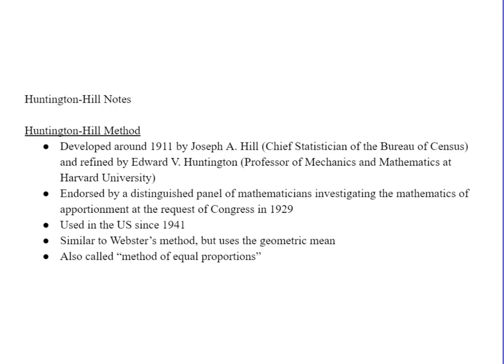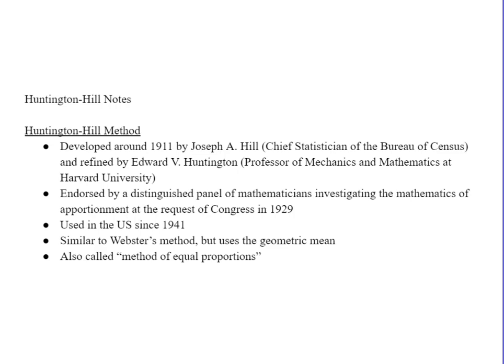So, in general, the Huntington-Hill method calculates the standard divisor, and that is the ideal size for a congressional district in the United States. The goal of the Huntington-Hill method is to apportion representatives so that each state's average size for their congressional districts is as close to that standard divisor as possible.